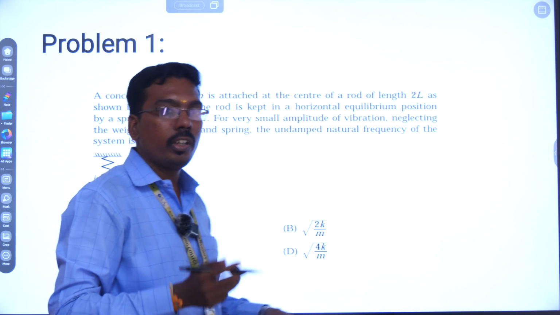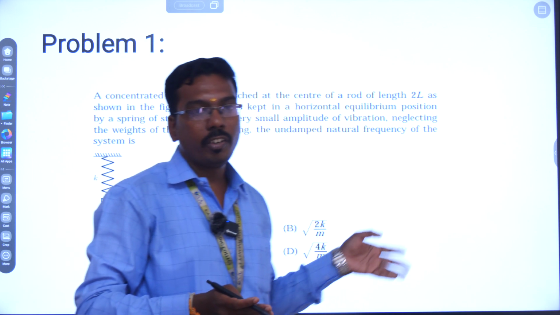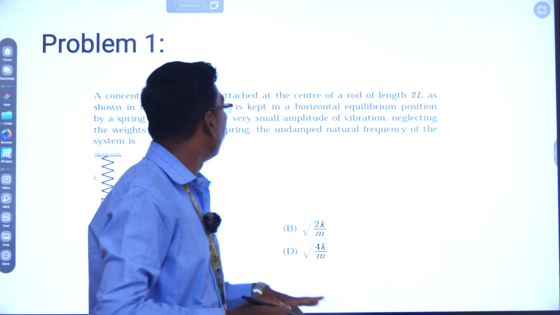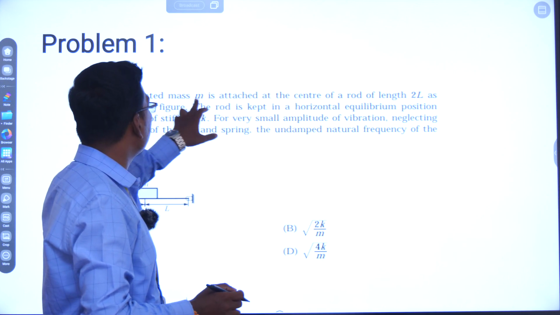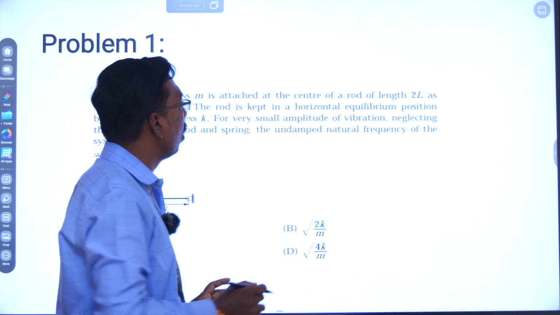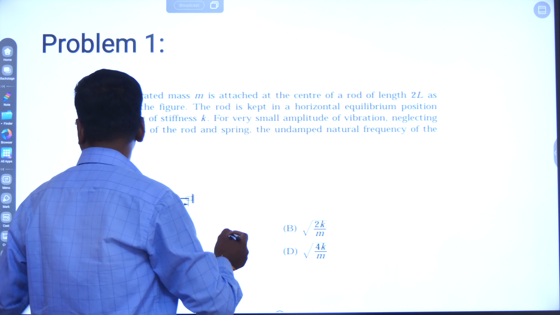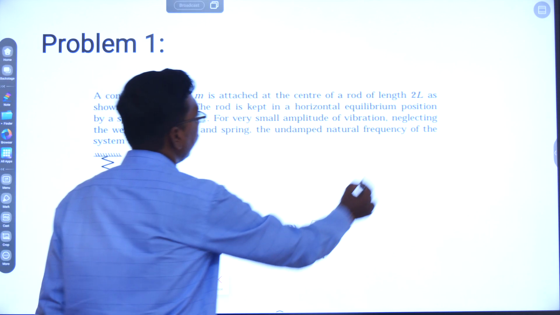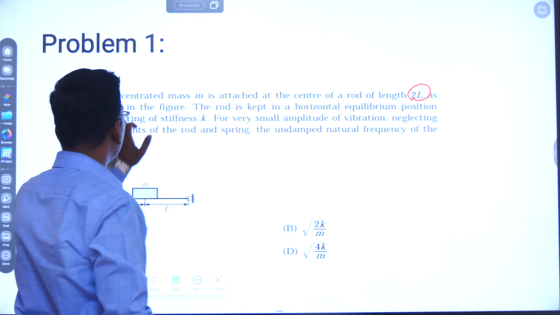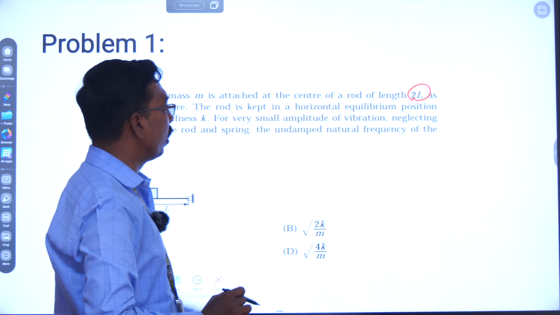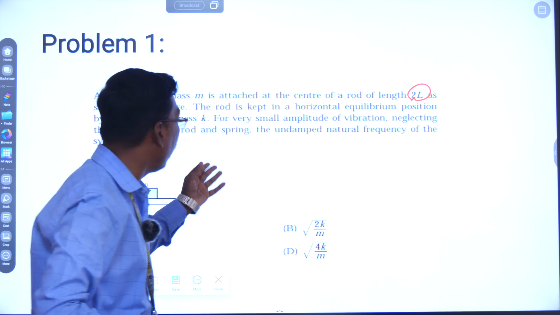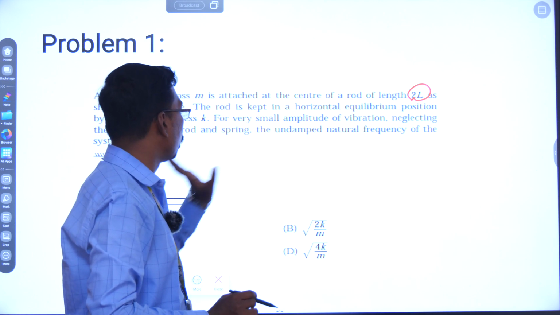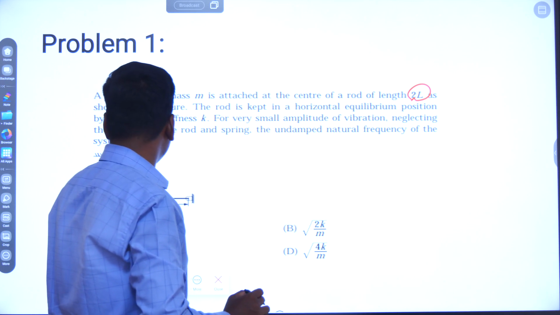Actually, I have taken only 4 types of problems under free vibration, forced vibration, damped and undamped vibration in single degree of freedom. Okay. So right now, a concentrated mass M is attached at the center of a rod of length 2L. As shown in the figure, the rod is kept in horizontal equilibrium position by a spring of stiffness K for every small amplitude of vibration. Neglecting the weights of the rod and spring, the undamped natural frequency of the system is.